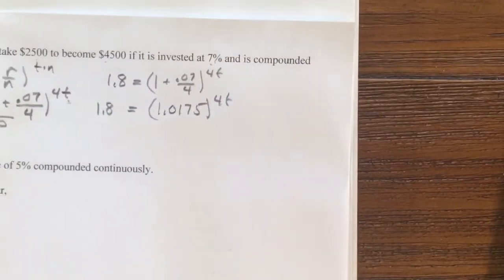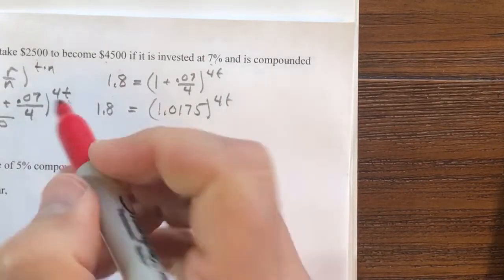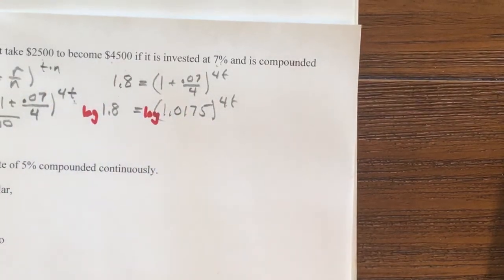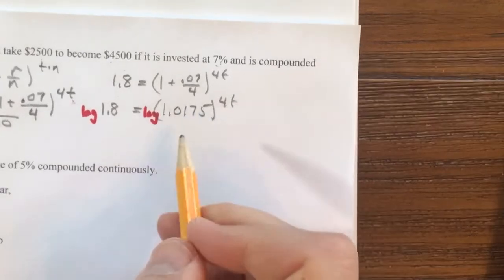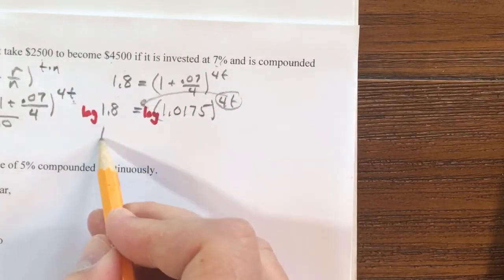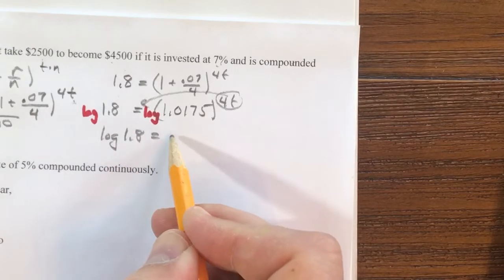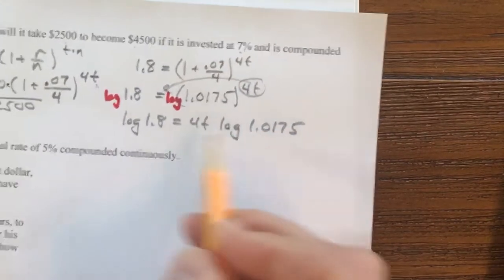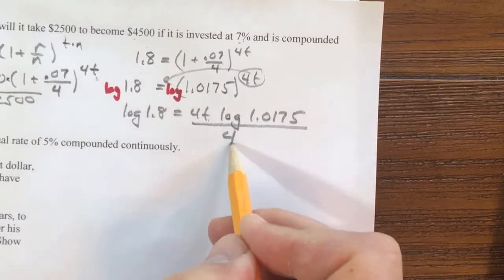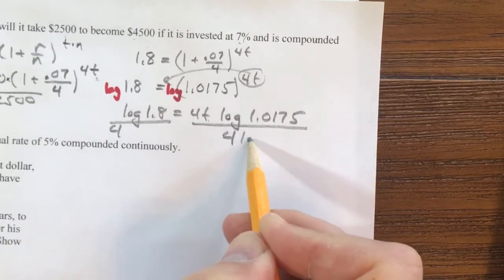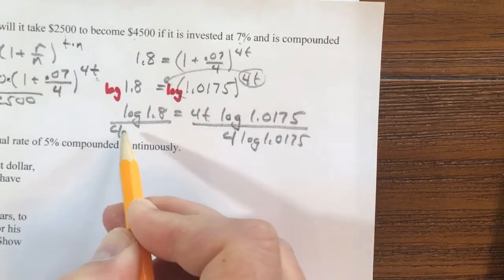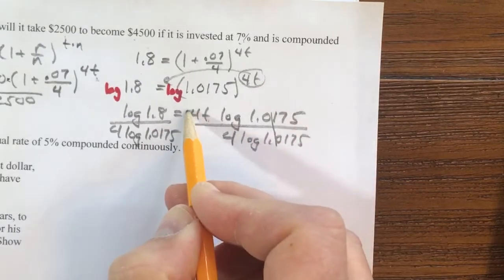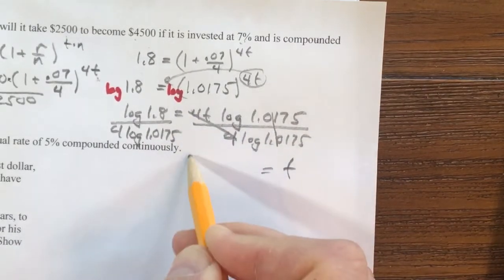And if you're saying I'm stuck, you got to remember to bring out the big gun here. We're going to take the log of both sides. The common log. Why? It doesn't have e in it, so I would use the common log. That's going to get this in front. So log 1.8 equals 4t log 1.0175. I'm trying to get t by itself. Divide by 4 and divide by this log. So t is by itself, and over here I'm going to get the answer.